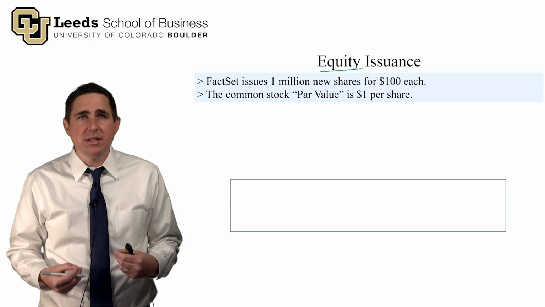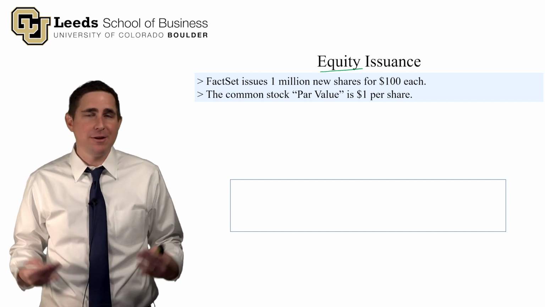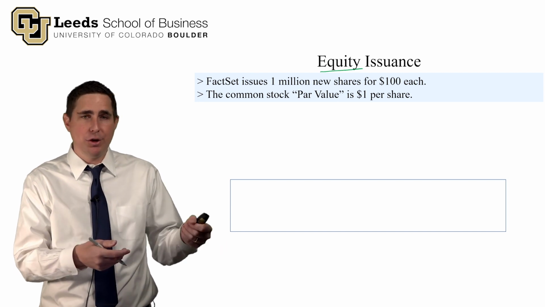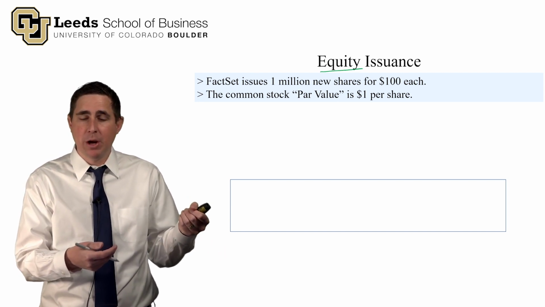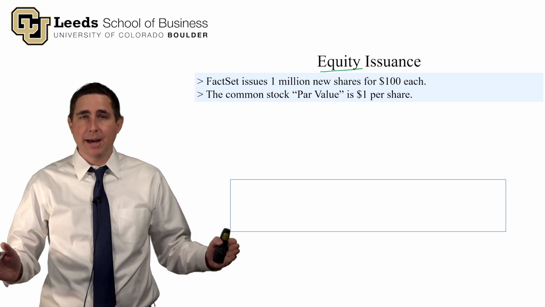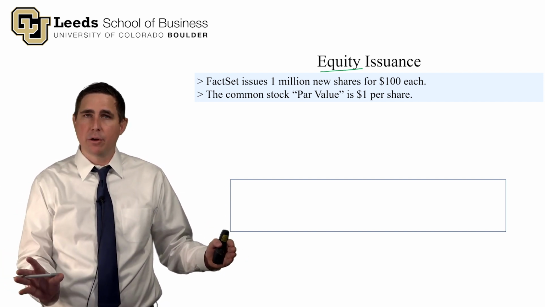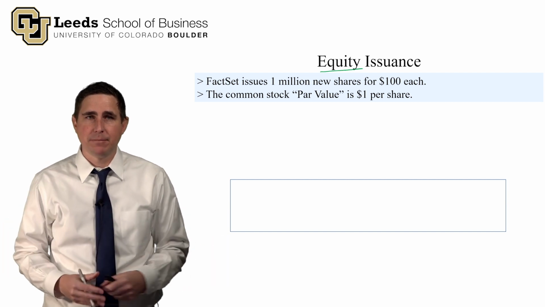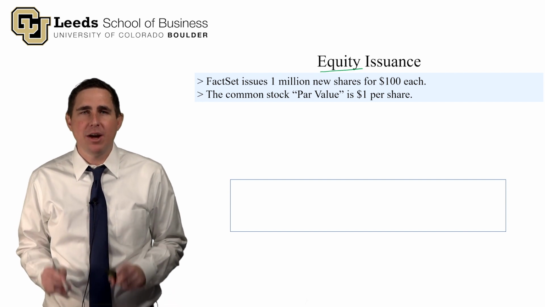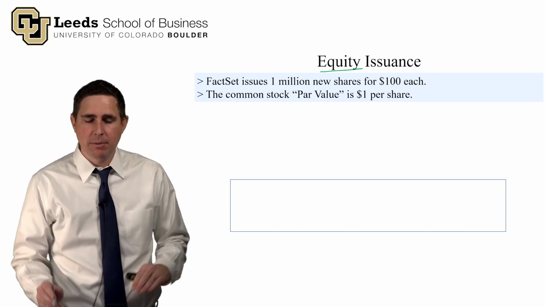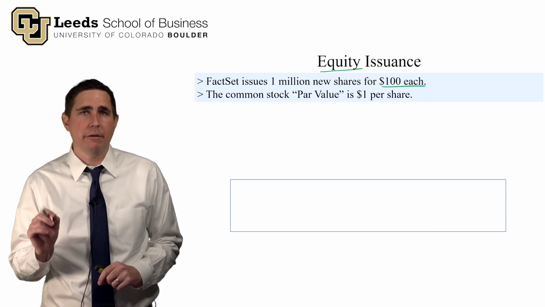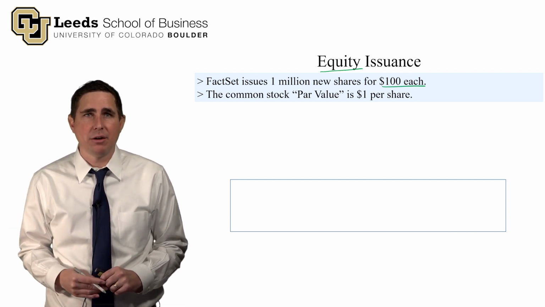And how we do this is we create new shares of FactSet. So we have a certain amount of shares of FactSet, and if you own a share, you own a percentage of FactSet. Well, we're going to create brand new shares and bring those into the equation. And now the pie is going to be bigger, and we're going to sell those new shares to new investors. Okay, that's the situation. And so FactSet is going to issue 1 million new shares to investors, and they're going to sell them for $100 each. So if you want a share of FactSet stock, you've got to pay the company $100.